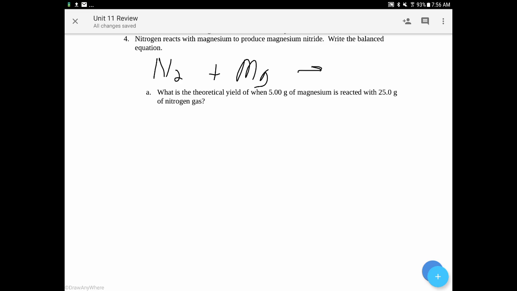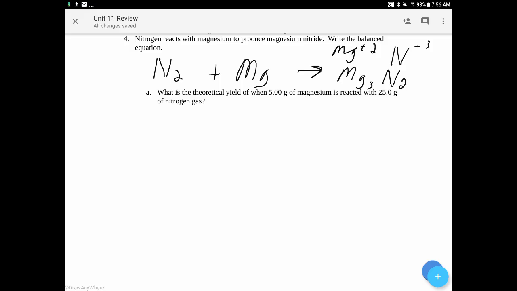So that is an ionic compound, so we have to do the charges. Mg is +2. Nitrogen is -3. So to balance out those charges, we have to have a formula of Mg3N2. Okay, so that's our formula. That's our equation. Now we have to balance it.